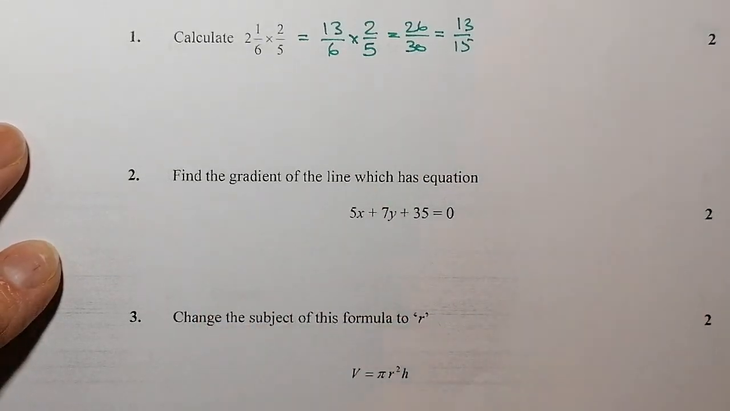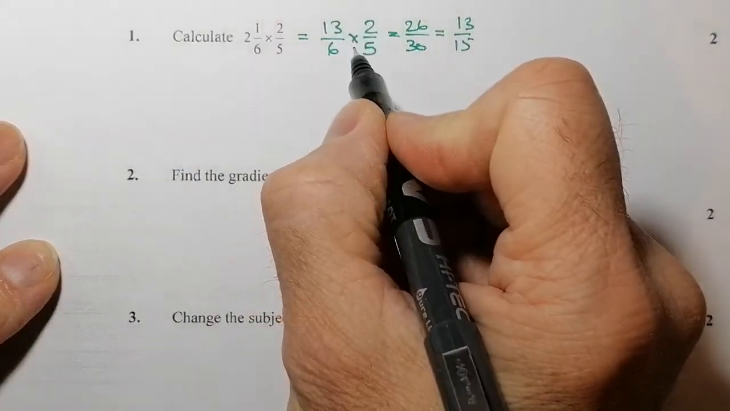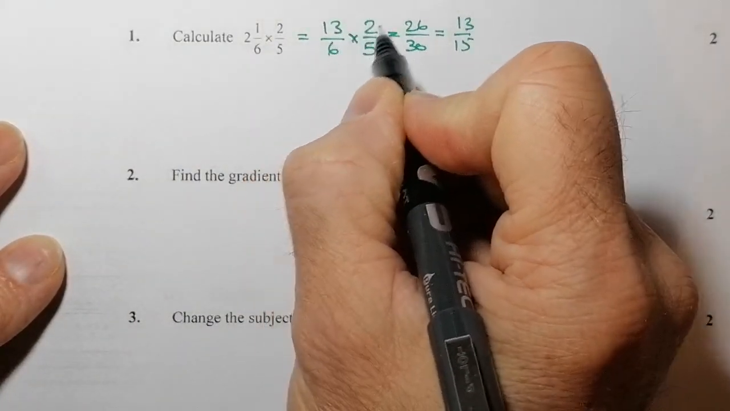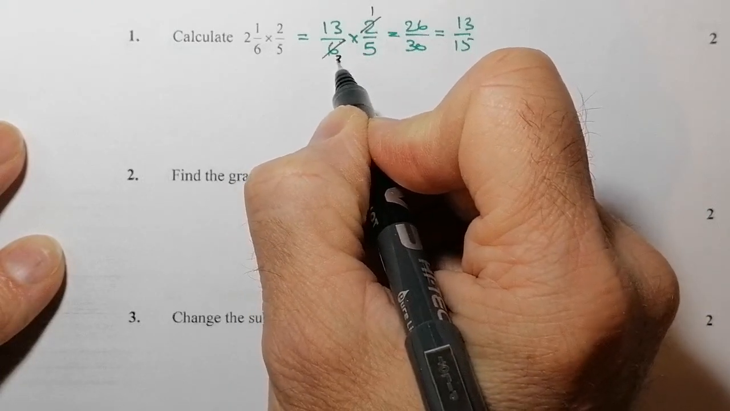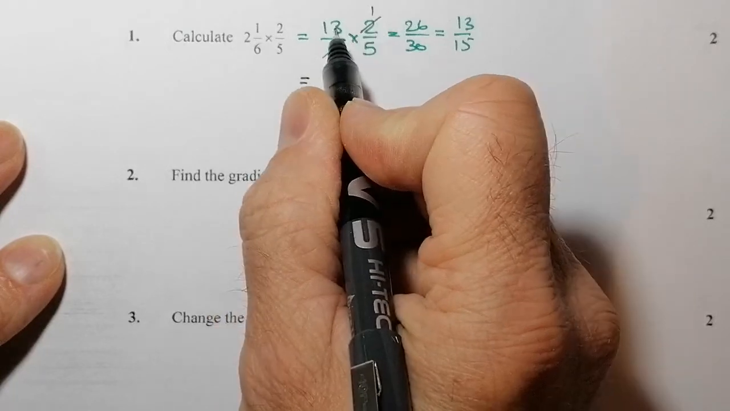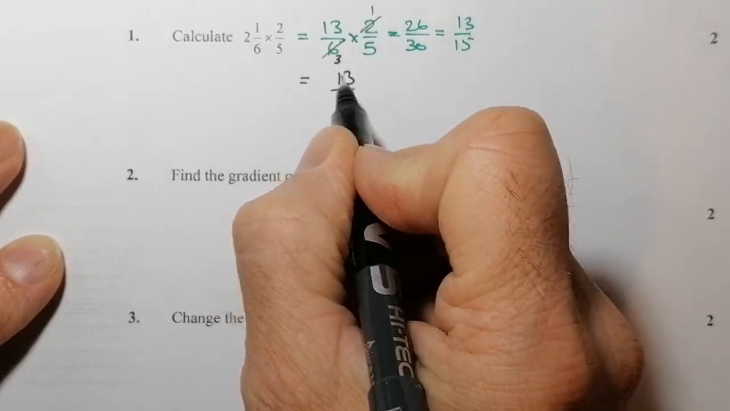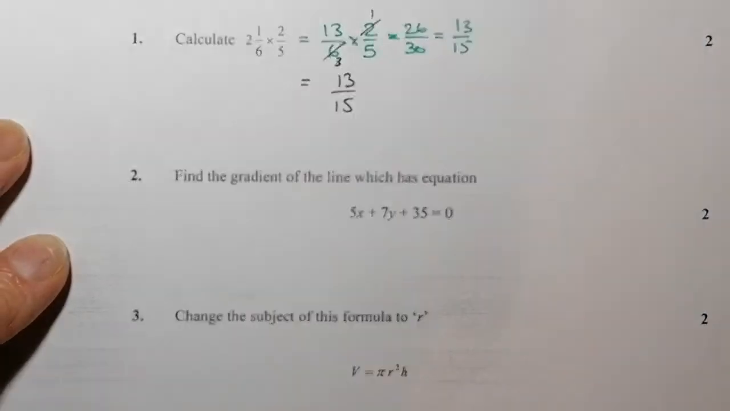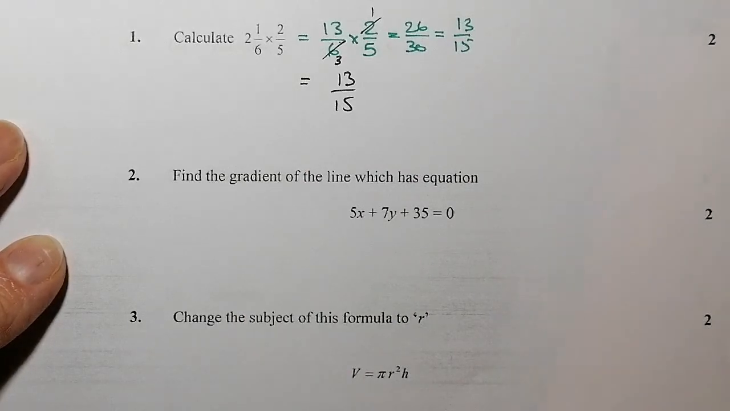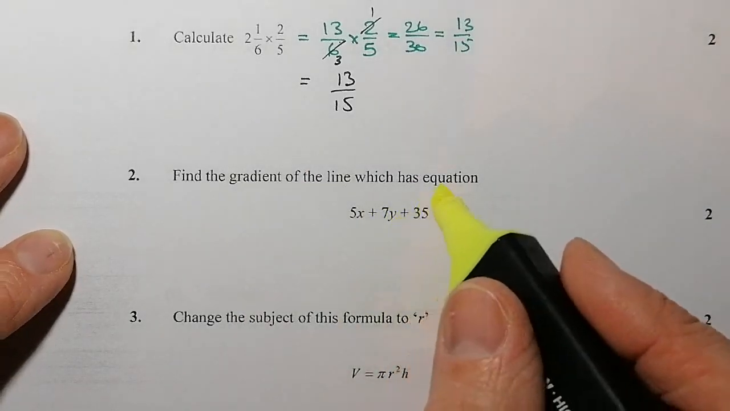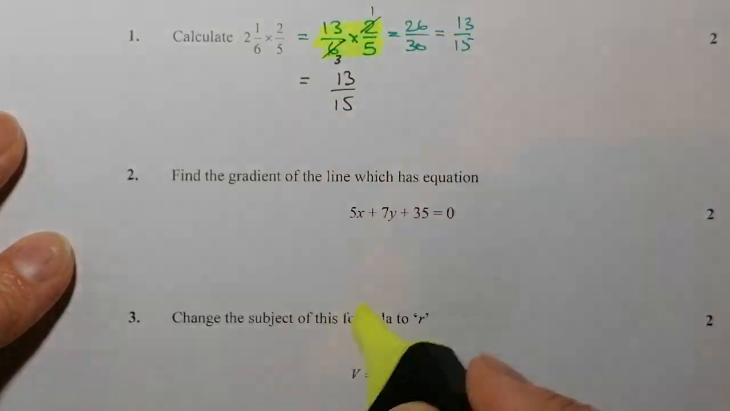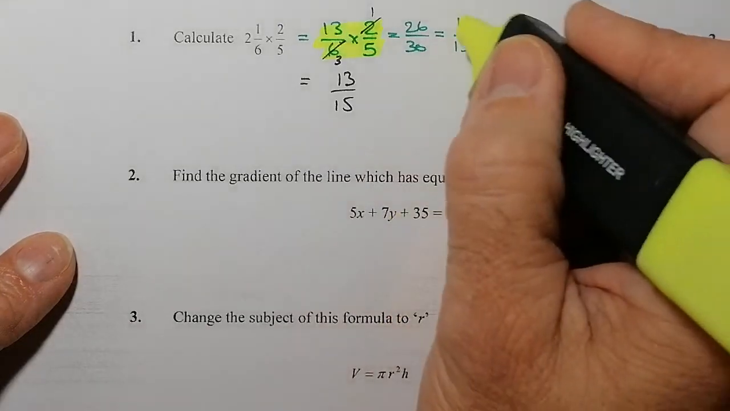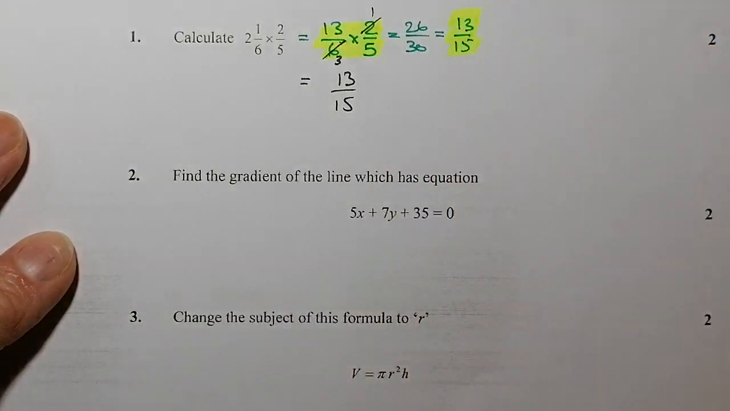Another option that I would have is I could have cancelled out or simplified down at this point here. I could have divided that by 2 and got 1, divided that by 2 and got 3, and then if I just multiply across, 13 times 1 is 13, 3 times 5 is 15, and that would give me my answer. Right, so marks for this one, we're going to get 2 marks. 1 mark for changing it to top heavy and knowing that we're going to multiply across, and the final mark for the answer. So out of 2 marks.